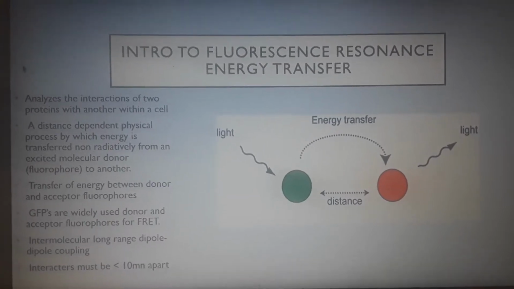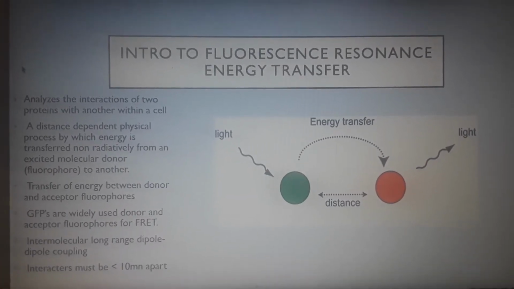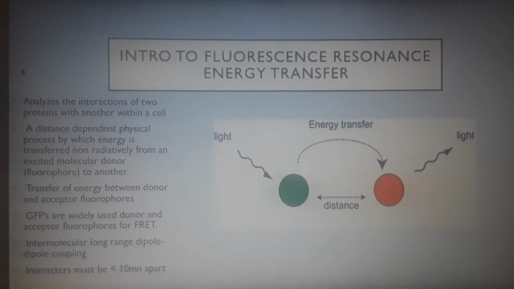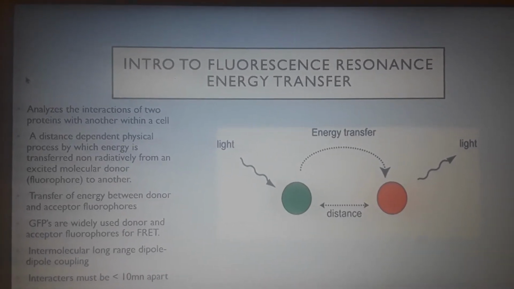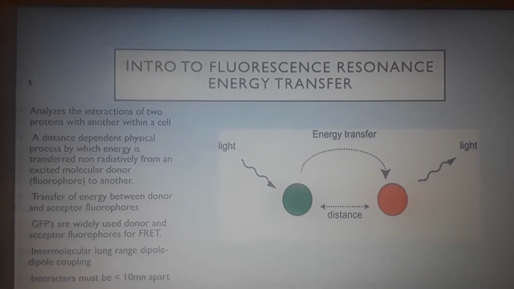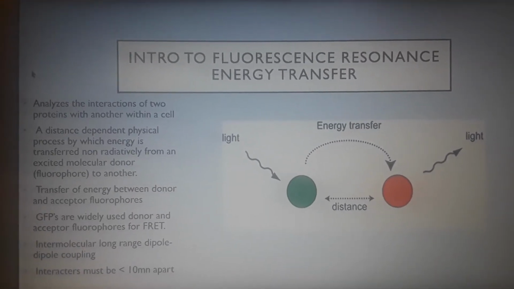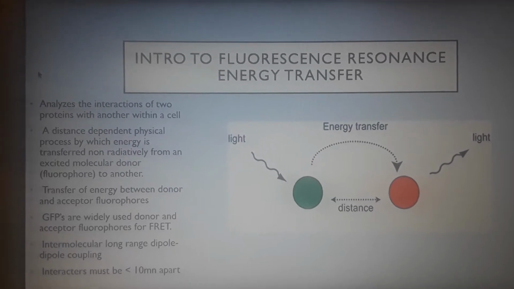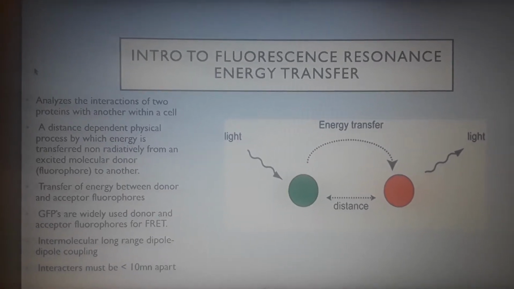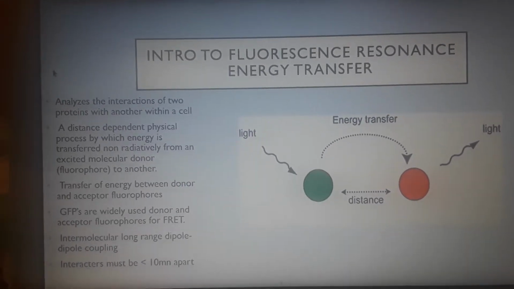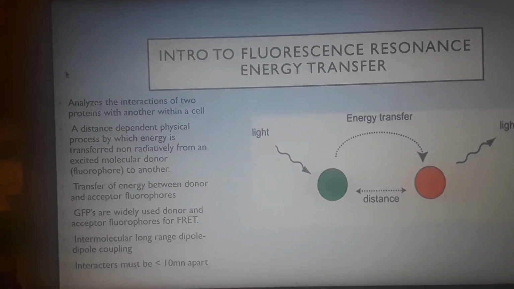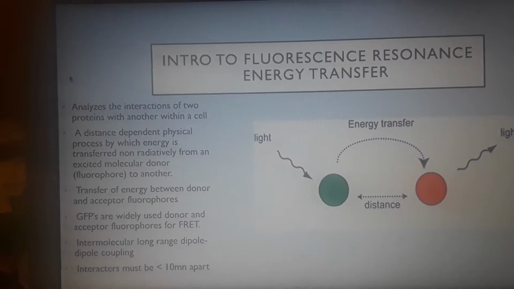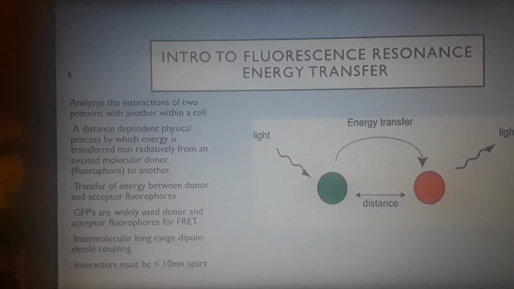GFPs, green fluorescent proteins, are widely used in order for FRET to occur. The excitation of the acceptor chromophore, the region of the molecule that absorbs light at a specific frequency, must overlap the emission of the donor fluorophore. The proteins also must be 10 nm or less apart in order for FRET to occur.